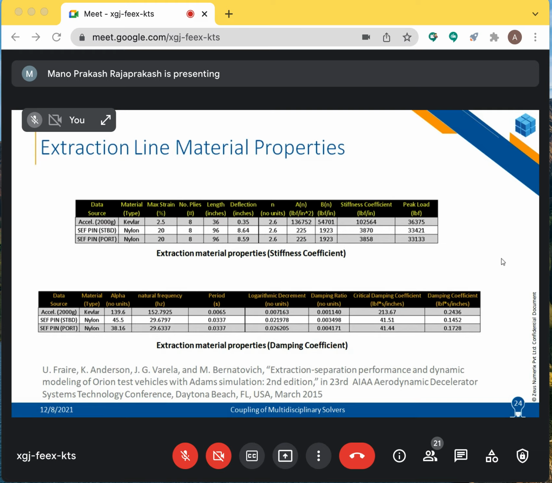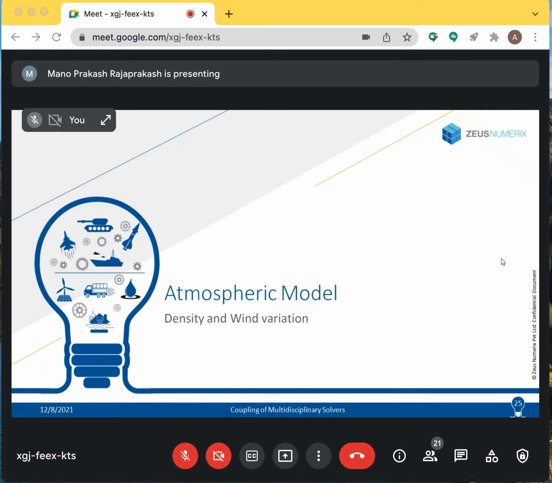That marks the end of the connection. So next topic, we will look more deeply into the atmospheric model. Modeling the atmosphere is as important as how the bodies are represented and what modeling strategies we have used. It's as good as that.